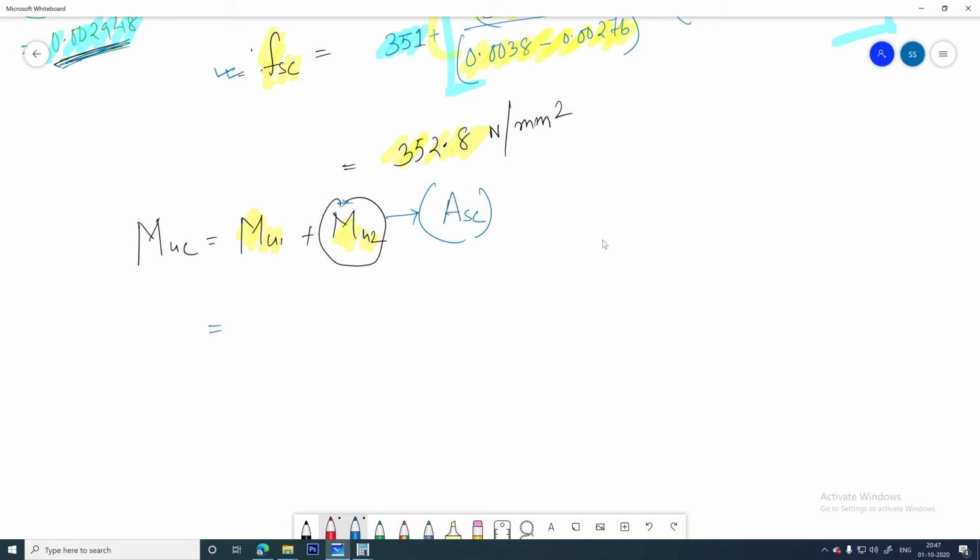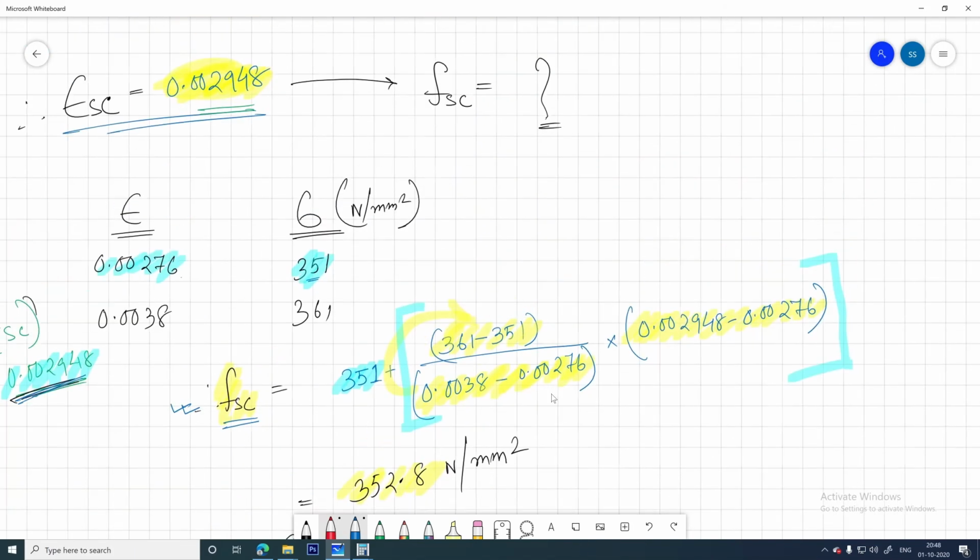Let us write in this way: MU2 equals to, that is the moment basically due to the concrete failure for the balanced moment. So MU2 equals to, this is the stress, FSC is the stress, AC is the area. So stress into area will give you the force, and force definitely multiplied with the lever arm. Look here, previously I have drawn various times.